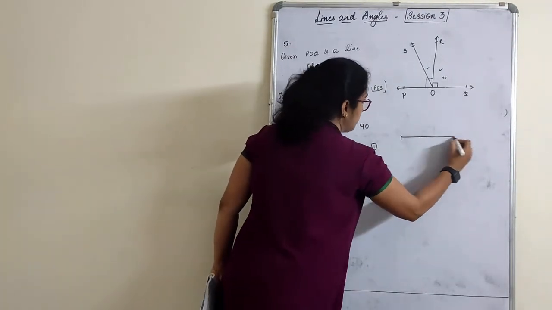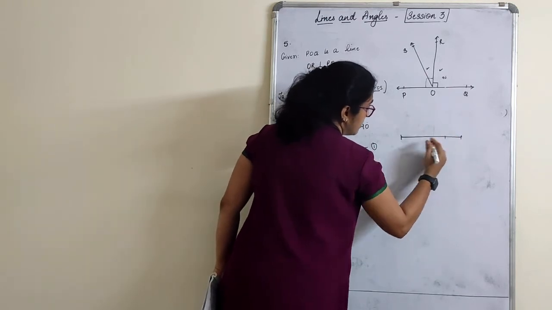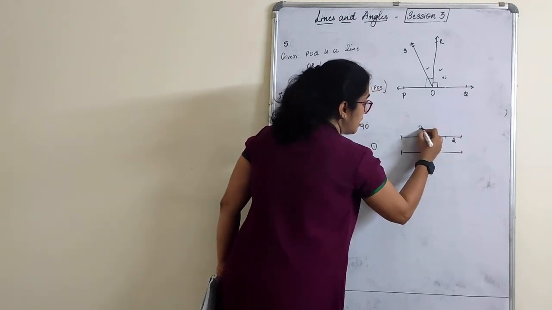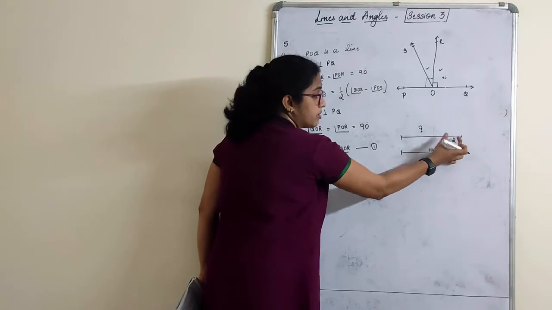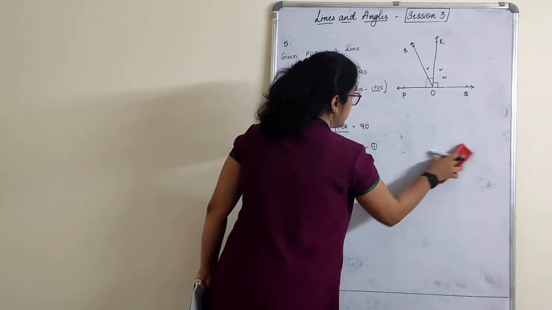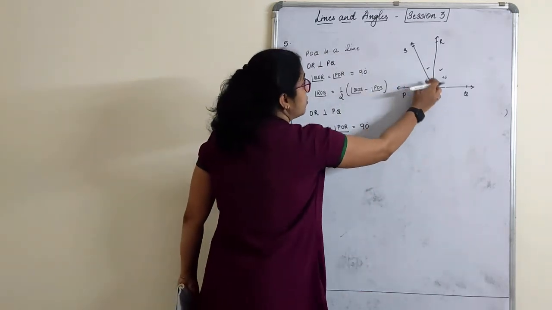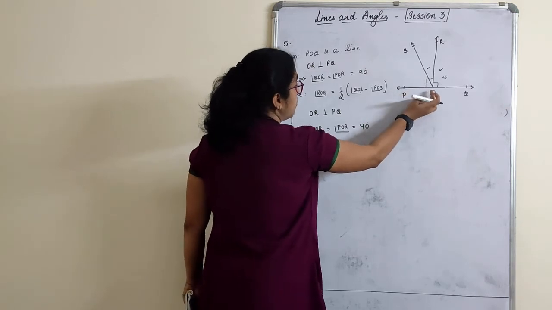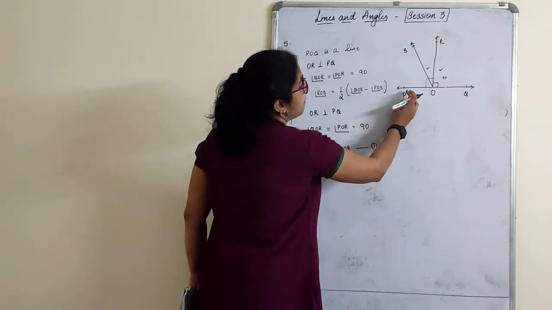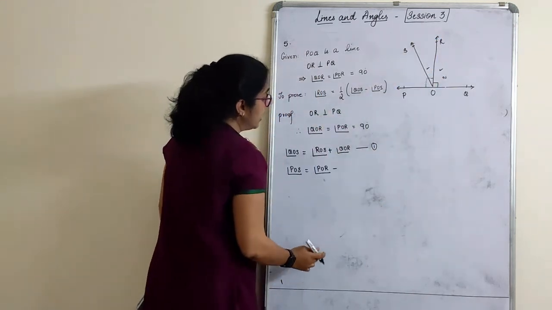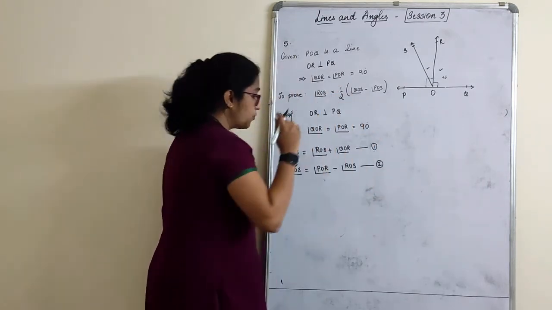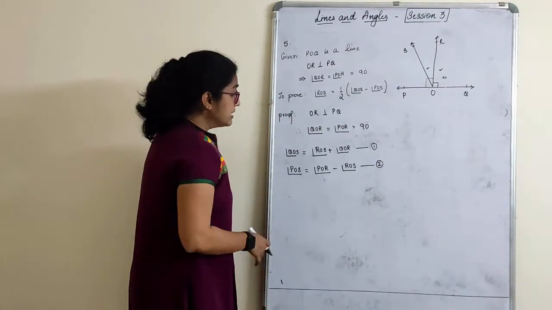See, if I draw a line segment, children, and tell you that this whole line segment is 10 centimeter and this part is 2 centimeter, how much is this? What will you do? Whole minus part you will do, right? The same thing I am trying to apply here. Whole minus part. So angle POS is equal to angle POR, the whole angle, minus angle ROS. Equation 2.